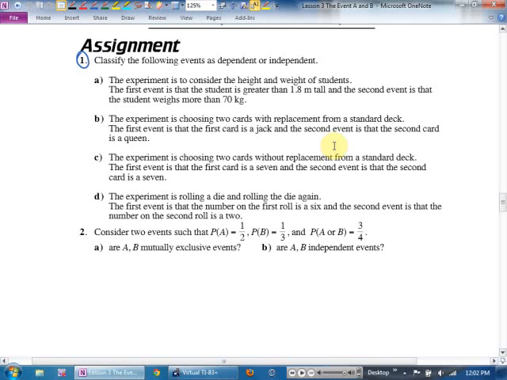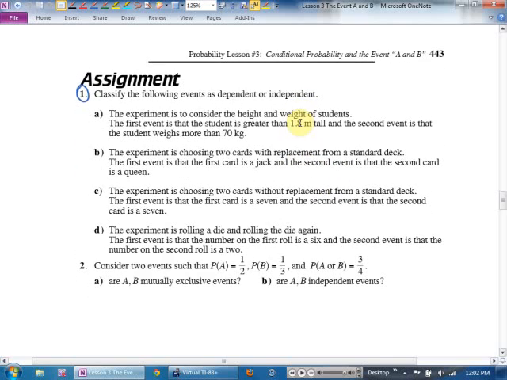Questions from the homework. What would you like me to go over? Now is your chance to ask. First from page 440, whatever this is, 443, and then I'll do a couple from the other one as well.